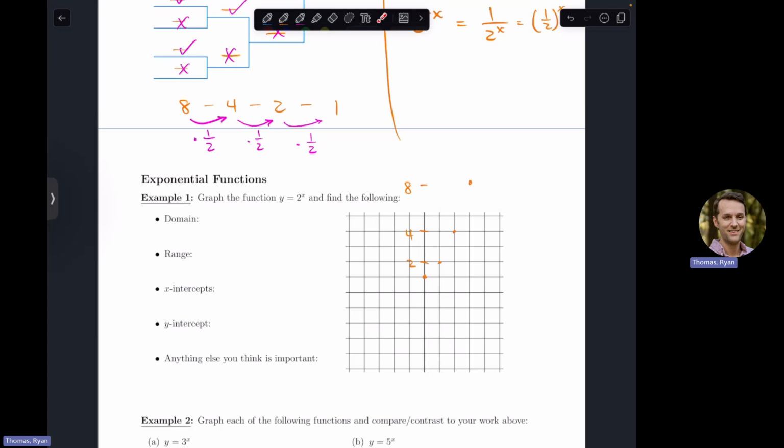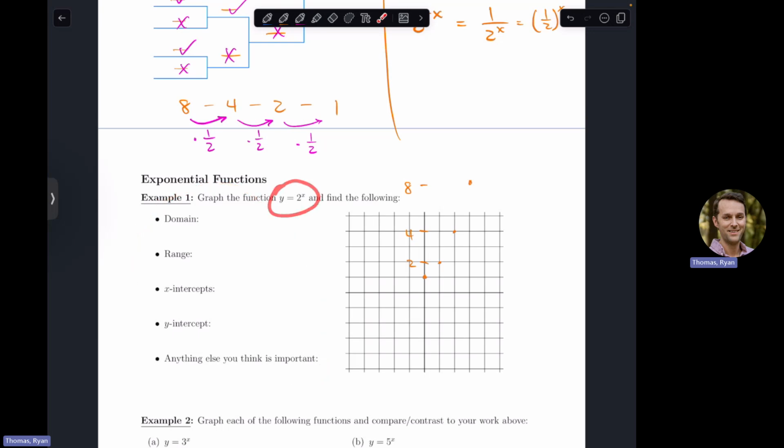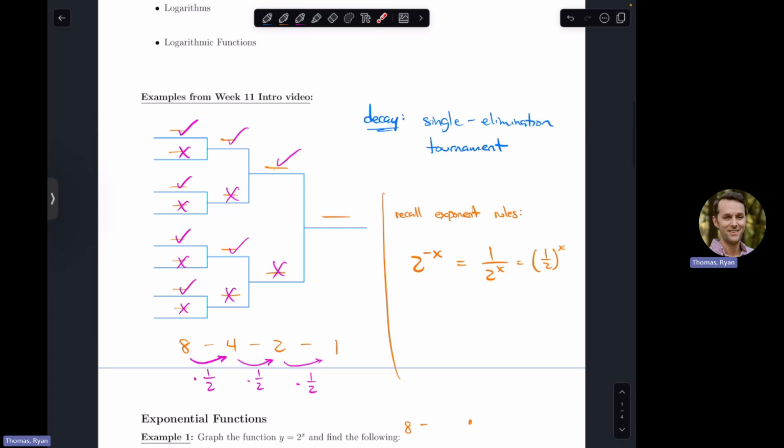So probably a good exercise. I mean, we'll start class with this, but probably a good exercise to try to work through the graph of that a little bit, to get a feel for how these things work.